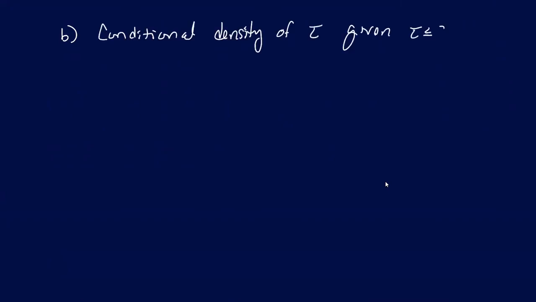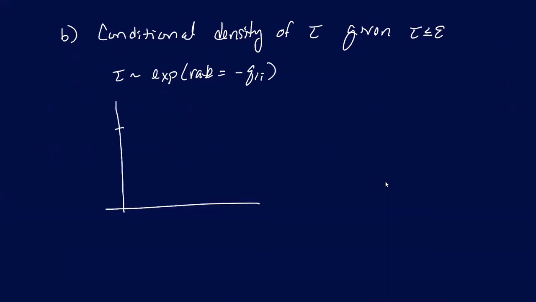Remember, tau itself was exponential with rate equaling negative qii. So we've got an exponential distribution, but we're given that it is between 0 and epsilon. So what that does is cut off this part over here. And then what's left is not a valid PDF. It doesn't integrate to 1. So we need to make it integrate to 1. And to do that, we need to divide by the total area here.